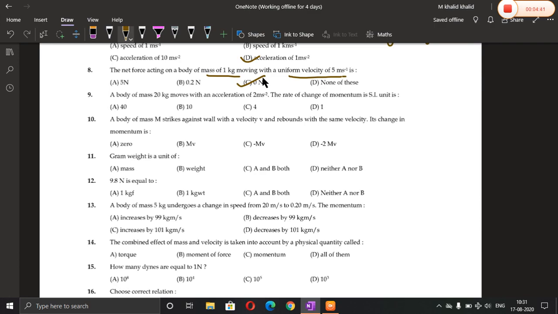Next question. A body of mass 20 kg moves with an acceleration of 2 meter per second square. The rate of change of momentum in SI unit is what we have to find out.